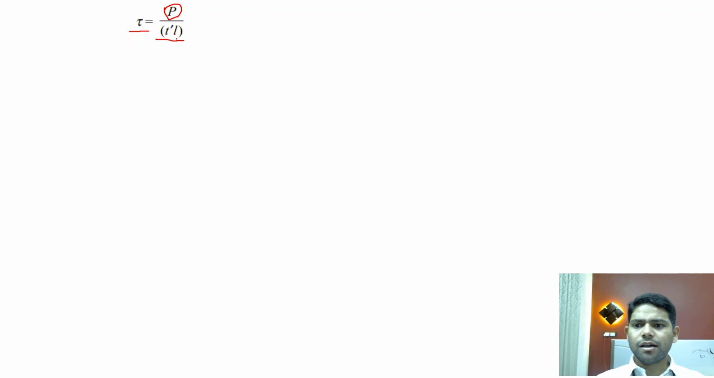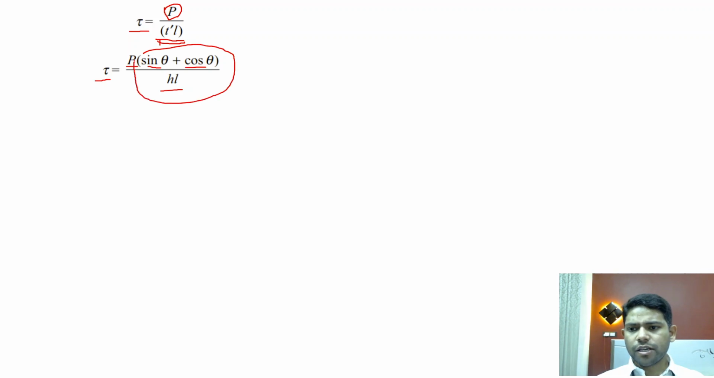And T dash L is basically the cross sectional area of the plane which we are talking about. Now, if you put the value of T dash from the previous equation in this equation, you will have an equation which says that tau, or the allowable shear stress, is equal to the load applied multiplied by sin theta plus cos theta upon h into L, where this is the cross sectional area of the plane which we are talking about.